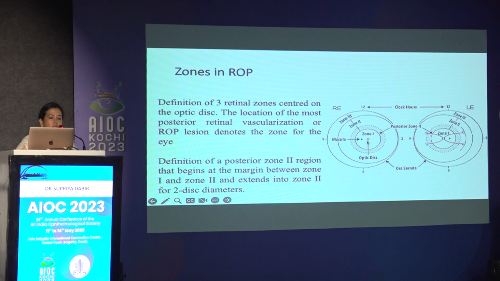So the zones, as we are all aware, start with zone 1, disc-centric, and zone 2 remains the same, but a zone 2 posterior has been added, which is 2 disc diameters from the edge of zone 1. That is zone 2 posterior, and beyond that the rest of zone 2 becomes zone 2 anterior.